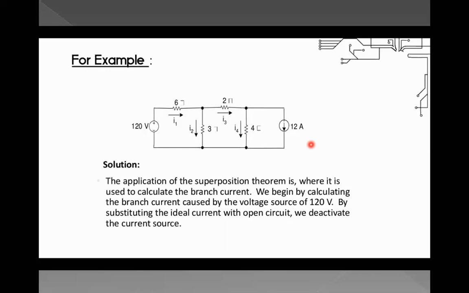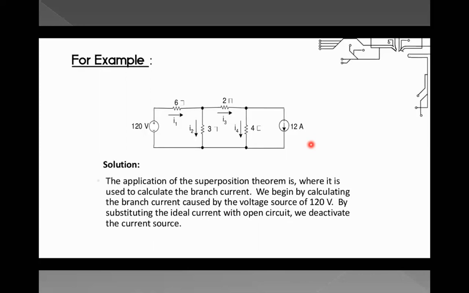Now we need to find the value of I1, I2, I3, I4 using the superposition theorem. Previously we studied that it's nothing but the vector sum of the currents caused separately, saying I1 is equal to I1 dash plus I1 double dash. So that's the same principle we need to apply to this particular circuit and find the current in each of the branches. So how will we begin?